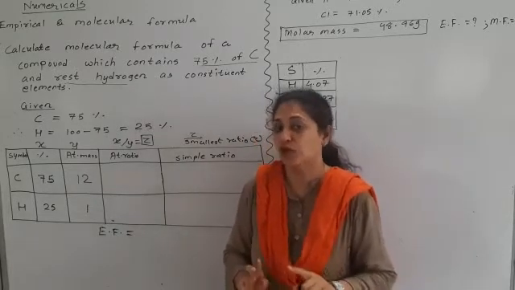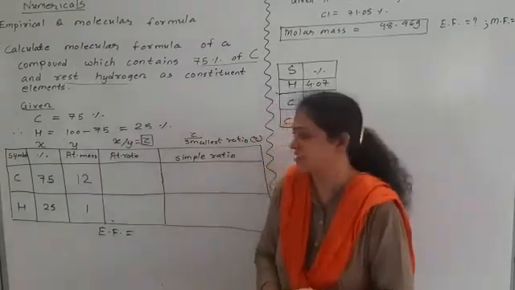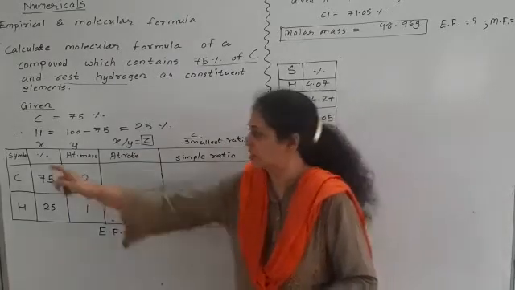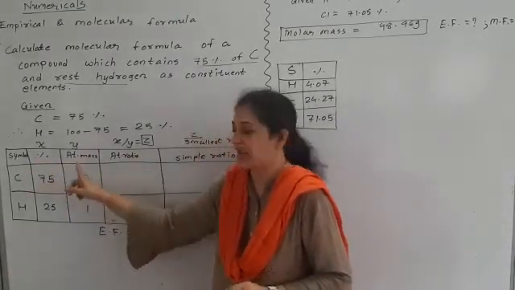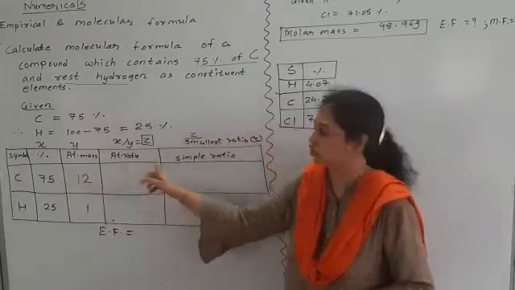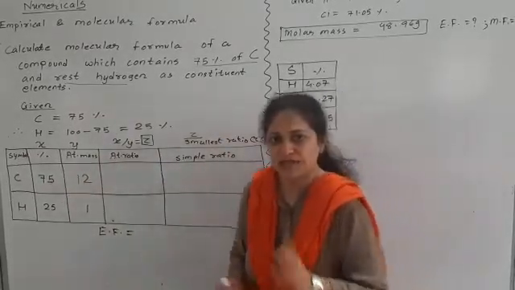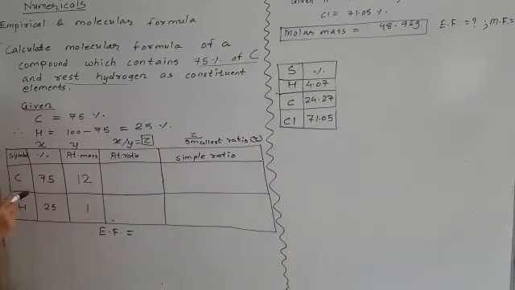Next, you solve it in the form of a table. This table will contain 5 columns: symbol, percentage, atomic mass, atomic ratio and simple ratio. Symbols of elements: there are two elements, carbon and hydrogen. Next is their percentage. Carbon is 75%, hydrogen is 25%. After writing that, you have to write atomic mass. Carbon atomic mass is 12 and hydrogen atomic mass is 1.